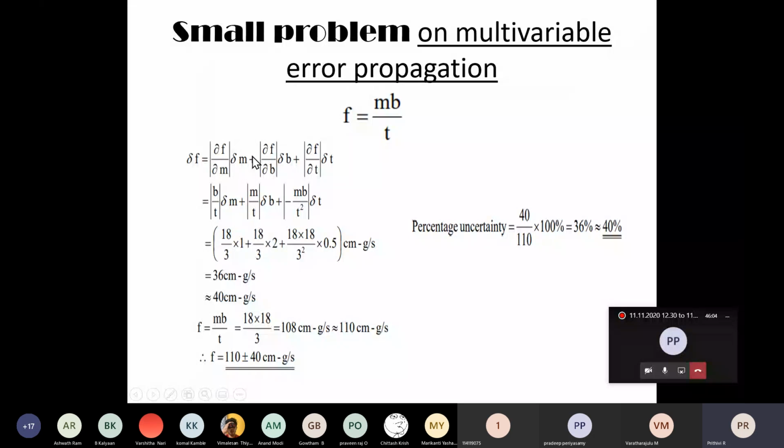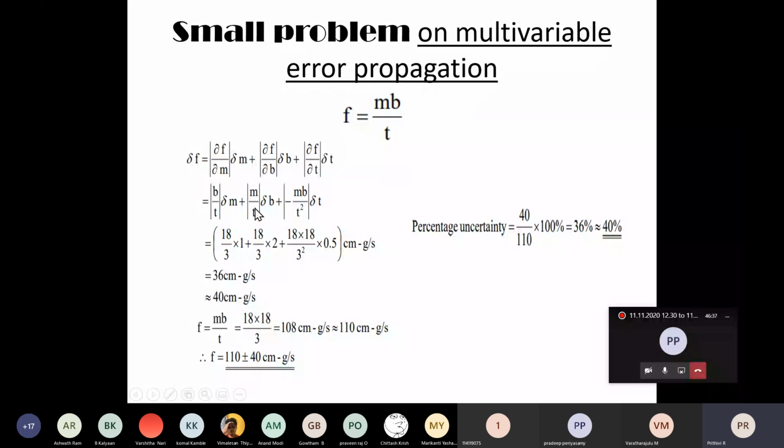That is partial differentiation of the function with respect to all the three variables. And then we don't have to put a minus sign here, because we only have to calculate the error, and that should be the maximum here. So no minus comes here. And then putting the values for it, partial differentiation of F with respect to M gives B by T, so B by T into delta M, plus M by T into delta B, plus mod of minus MB by T square into delta T.